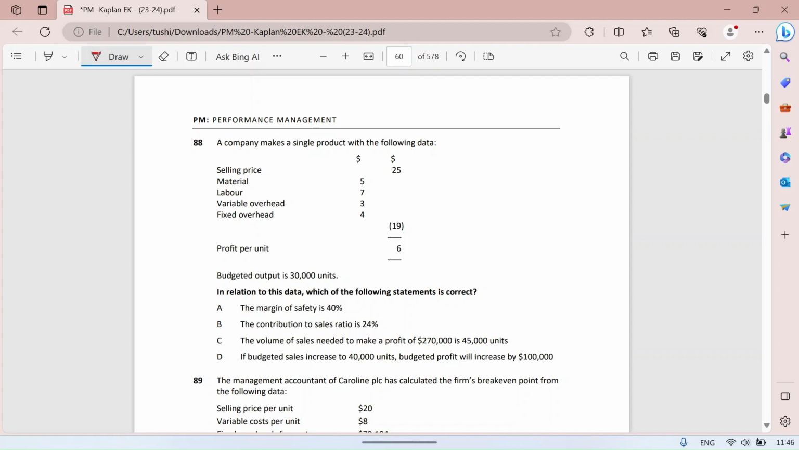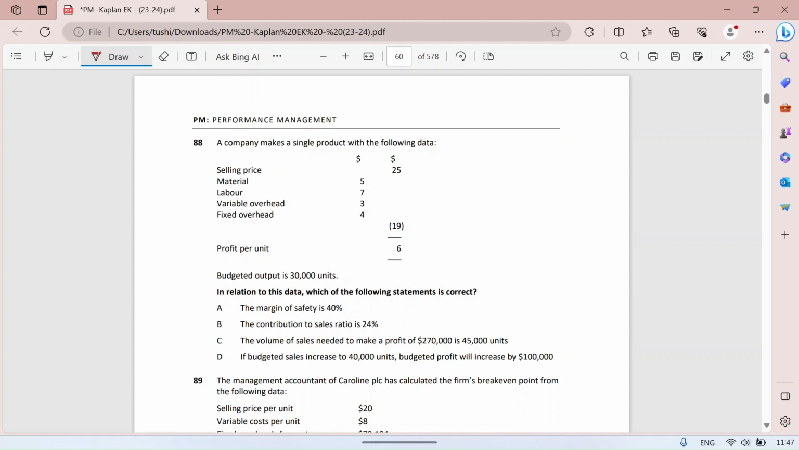First of all, the first statement says that the margin of safety is 40%. The next statement says the contribution to sales ratio is 24%. Volume of sales needed to make a profit of $270,000 is 45,000 units. And the last statement says if the budgeted sales increase to 40,000 units, the budgeted profit will also increase by $100,000. Now, let's consider this statement.